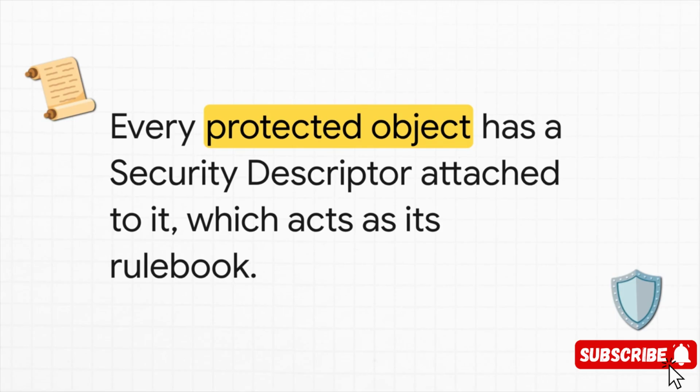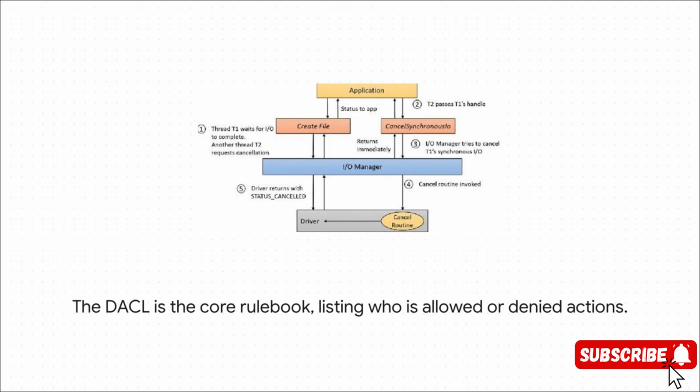This is that rulebook. It holds all the security info for that object, who owns it, and most importantly, the permissions list of who can do what. And the real heart of that rulebook, the part we care about most, is called the Discretionary Access Control List, or DACL. You can just think of the DACL as the bouncer's guest list for the file. It's just a list of entries, and each entry says something like, this SID is allowed to read, or that SID is denied the right to write. That's it. It's a list of allows and denies tied to specific SIDs.